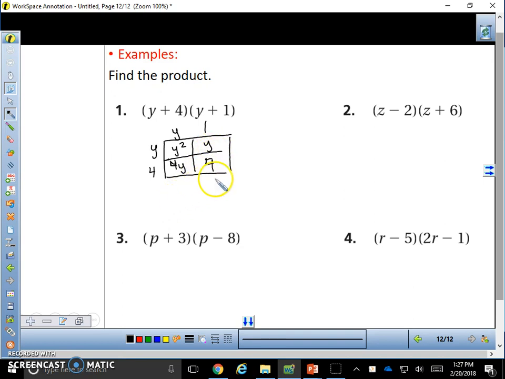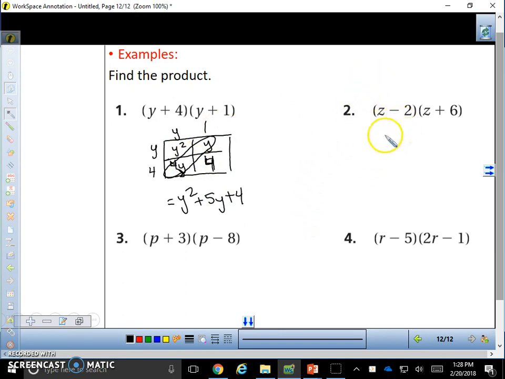Now I'm just going to combine like terms. Here's my like terms. Y squared, 4y plus y is 5y, plus 4. Done.